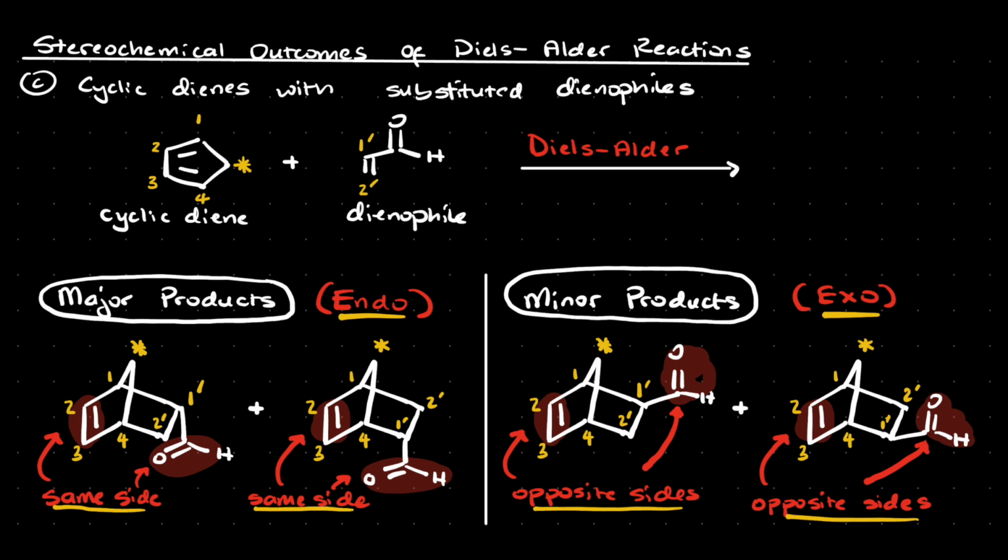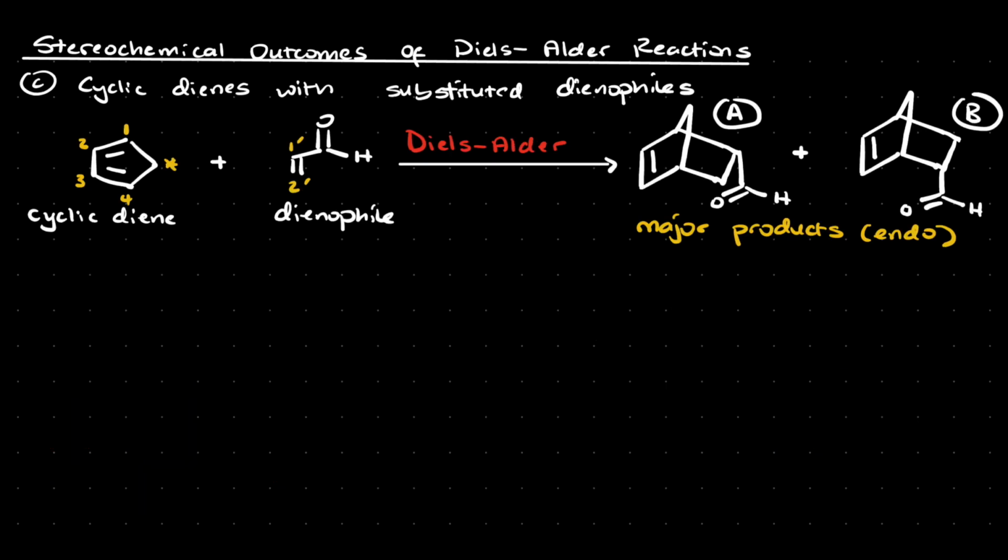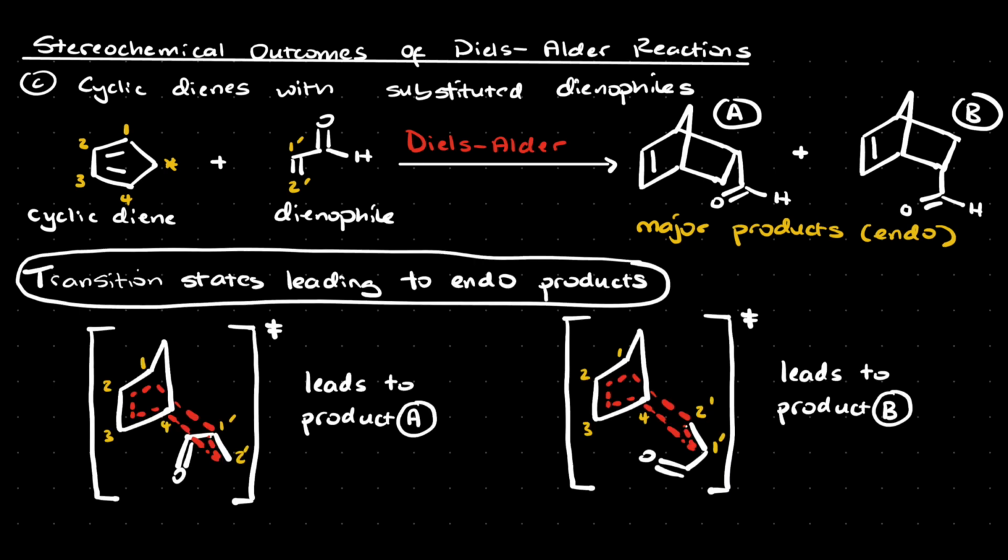Okay? And so for Diels-Alder reactions with cyclic dienes and substituted dienophiles, the endo product is favored over the exo product. Okay, so as a recap, we have our cyclic diene, we have our substituted dienophile here, and we see our endo product as our major product. So the reason why this is the case has to do with the transition states leading to these two products in the reaction. And so what I have drawn here are the transition states leading to these two endo major products in the reaction.